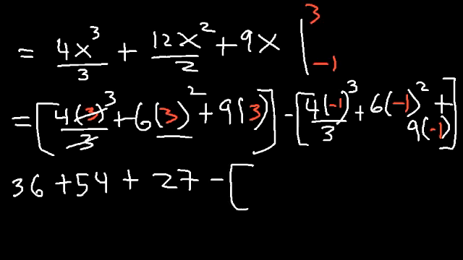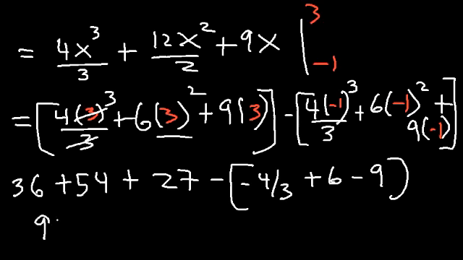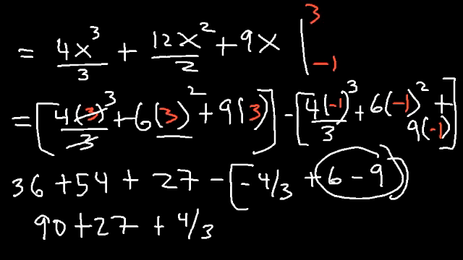Now, negative 1 to the third power is simply negative 1, so this becomes negative 4/3. Negative 1 squared is positive 1 times 6. And then negative 1 times 9 is just negative 9. Now 36 plus 54, that's 90. Next we're going to distribute the negative sign, so it's going to be positive 4 over 3. 6 minus 9 is negative 3. Combined with the negative on the outside, that's going to become plus 3.